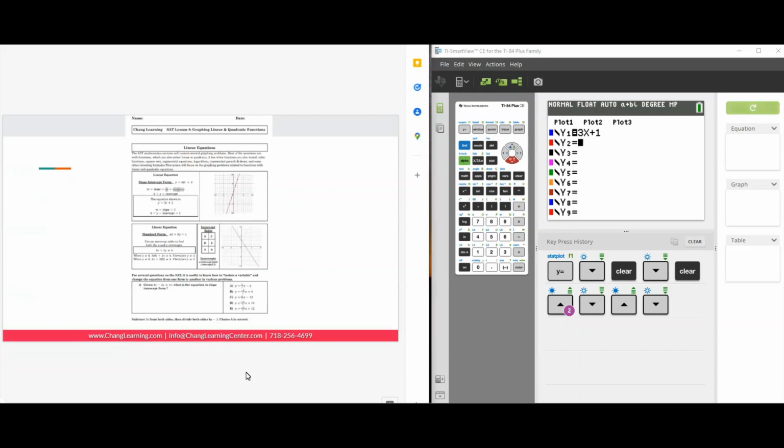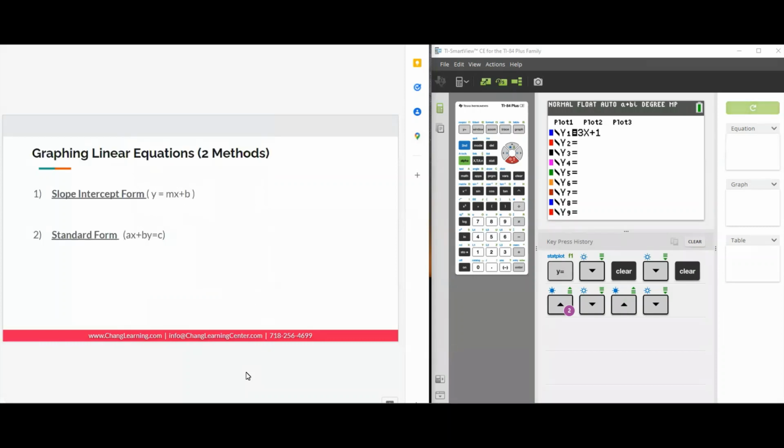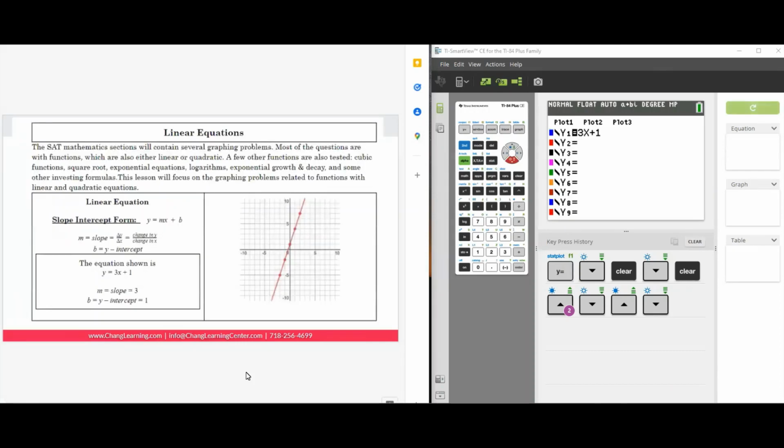This lesson and the model problems, as well as the 13 question set, were given to Fort Hamilton High School for you to practice and enjoy a sampling of 13 questions from this lesson in your preparation for the SAT. On this first page, we focus on the two most common ways that lines are presented on the exam. The first way of graphing linear equations is slope-intercept form, y equals mx plus b. The second most common equation type on the SAT is standard form, ax plus by equals c.